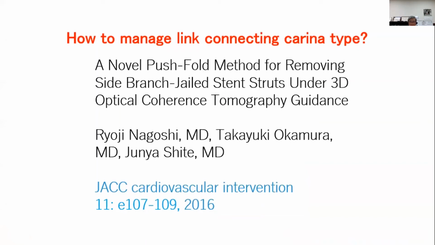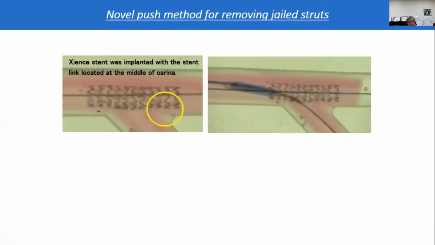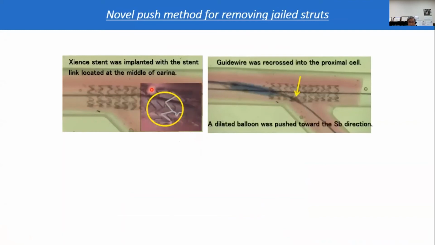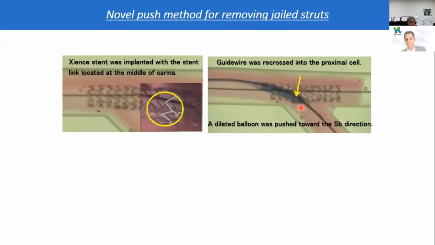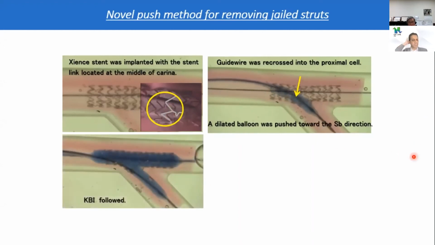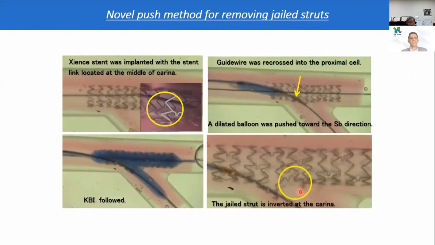In this situation, we usually do the novel push-forward method. The concept is a jail stent implanted crossover to the side branch, and at the orifice of the side branch, the stent link is here, a link connecting to carina type. So we intentionally cross the guide wire at the proximal cell, and while the balloon is inflated, push strongly to push the stent to the side branch side. And then KVT was done. This protruded stent folded to the side branch side.